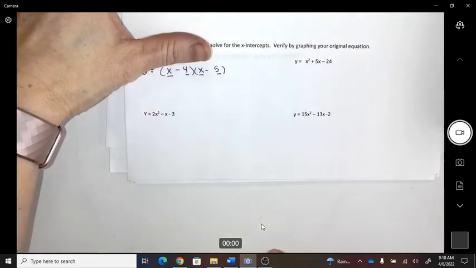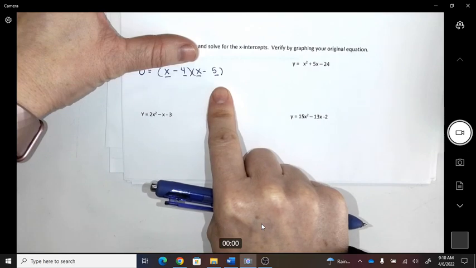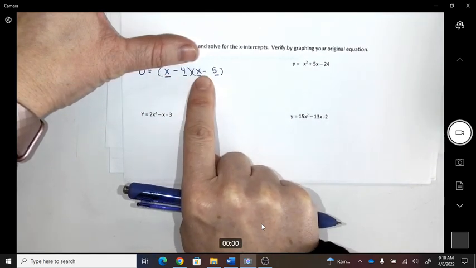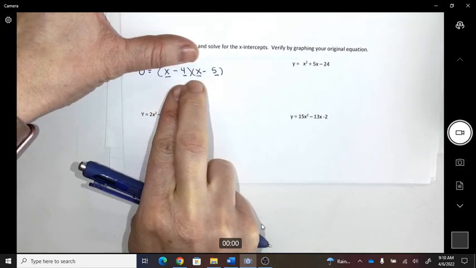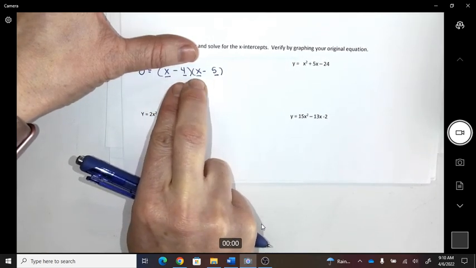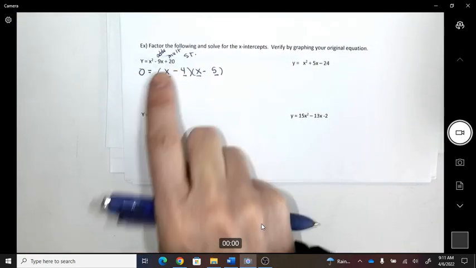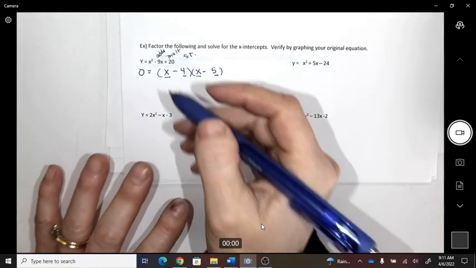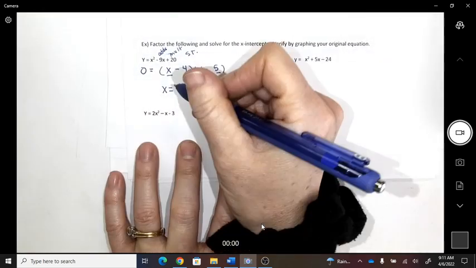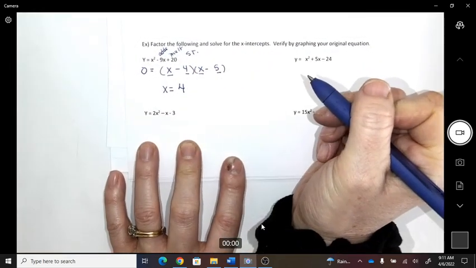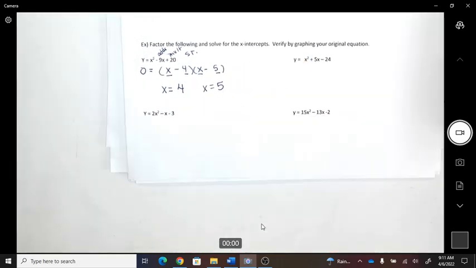So you also know how to do this in math. Can you think about how you would multiply that? First times first is x squared. This is a negative 5x and a negative 4x, which makes negative 9x. And this times this is 20. So that's your original. Okay, so what is the x-intercept? So that would be a positive 4, and this would be a positive 5.